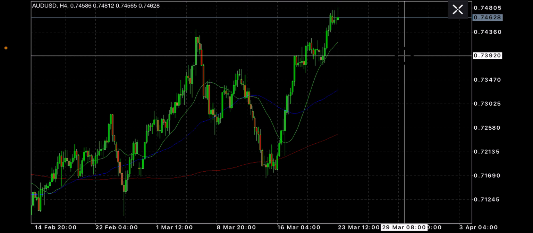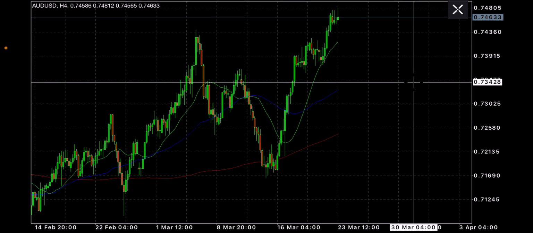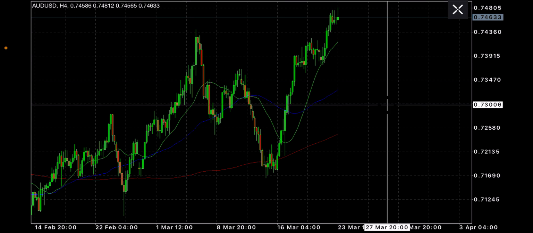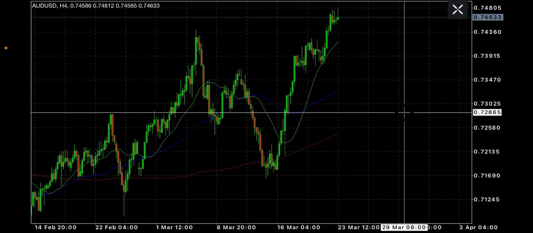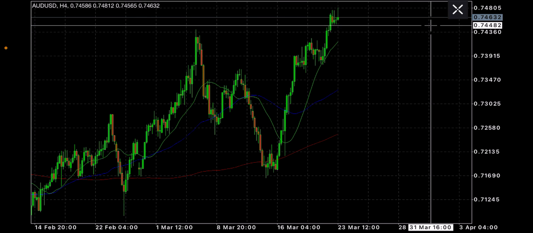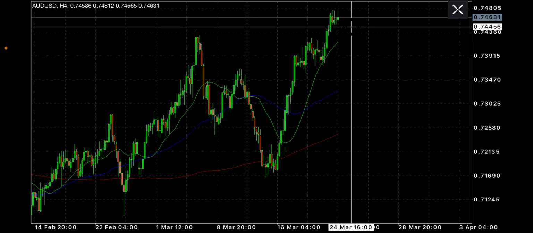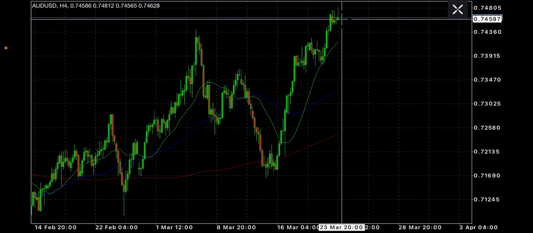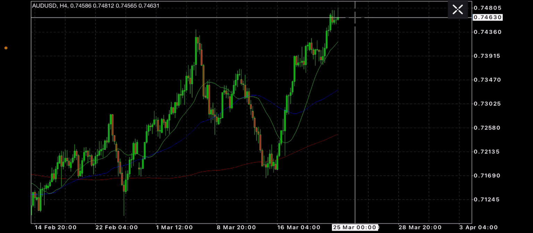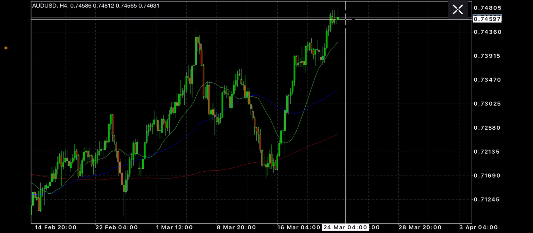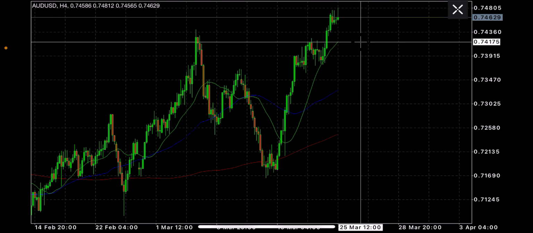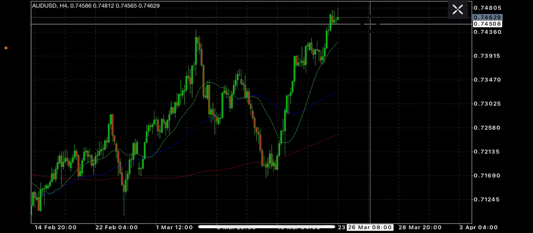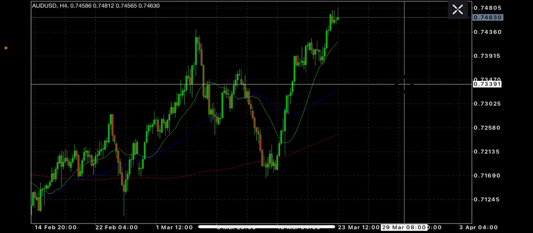So we could drop as low as here, this area here, or even in this area here, before we continue to go back up. So I would caution trying to buy in this area here, because the only thing that's going to happen is you're going to be stuck here for some time. And unless you've got a lot of money in your account to take on a lot of retracement, your account is either going to crash or you're going to hit your stop loss.